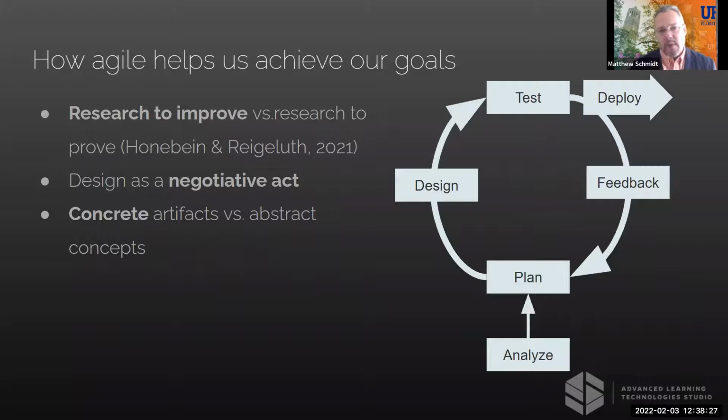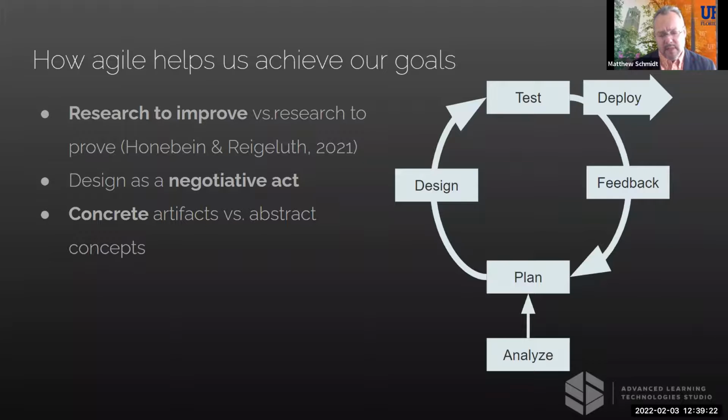Now, in the studio, the way that we use Agile to achieve the goals that we have is to first start with the understanding that we are not engaged in research to prove. That is, we're not developing a product and doing research on that product to determine whether or not it leads to improved learning outcomes necessarily, but instead, over a range of iterations, to consistently and continually improve our software to the point that it's refined, it's effective, it's engaging, and it's satisfying for our users. And to that end, we understand that design is not necessarily prescriptive or predictive, but instead we view design as a negotiative act that happens between a range of stakeholders, users, designers, and so on.